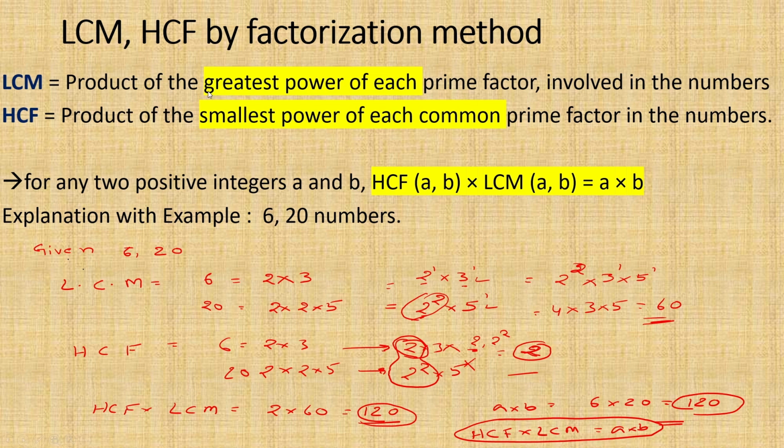Remember these points: LCM is always the greatest power of each prime factor. HCF is always the smallest power of each common prime factor. Okay. So next we will go to the problems. Here every problem I will explain clearly.